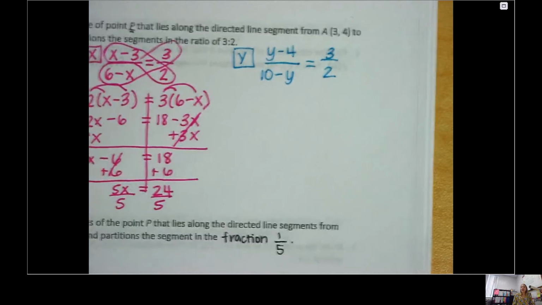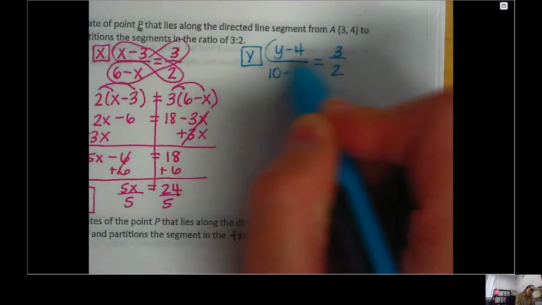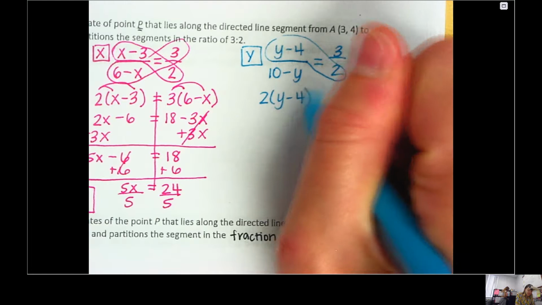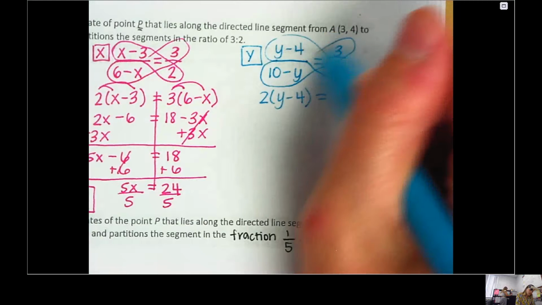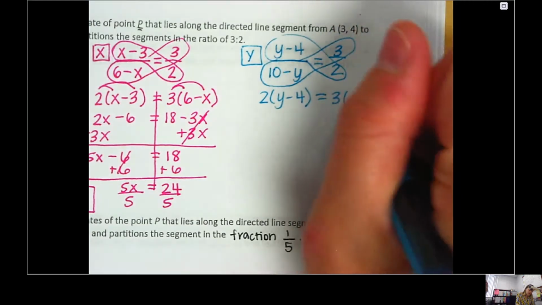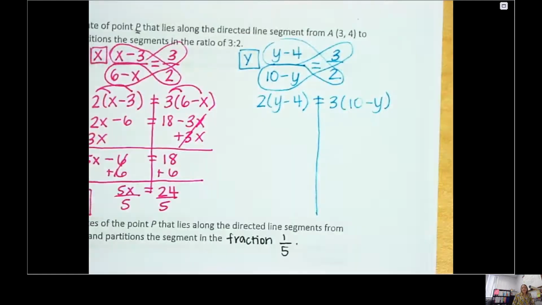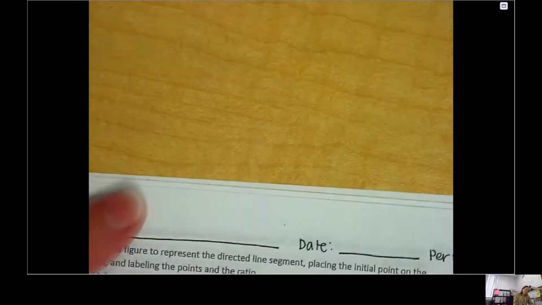Now this is exactly like our x's. We did the exact same thing. 2 times y minus 4 equals 3 times 10 minus y. And then it's just algebra. Can I pause and let you try that one on your own? Yes, I think you can distribute and try that one by yourselves. Give it a go. I believe in you.